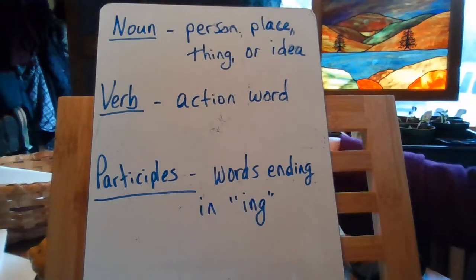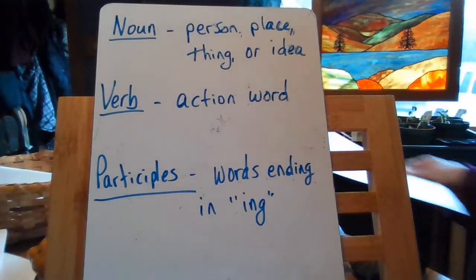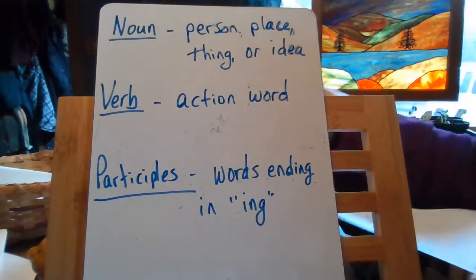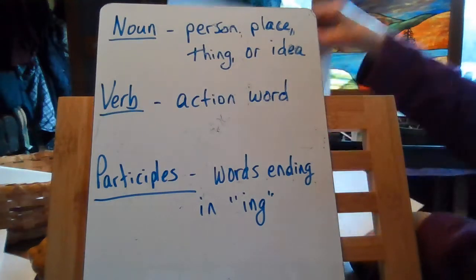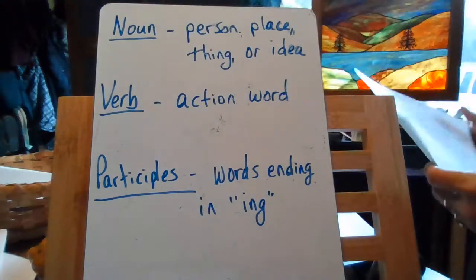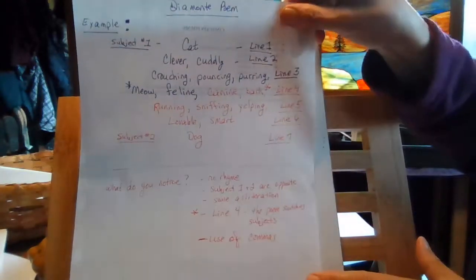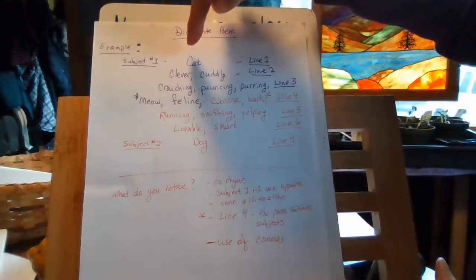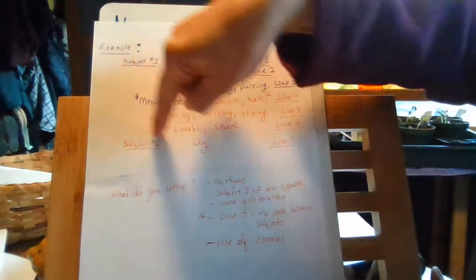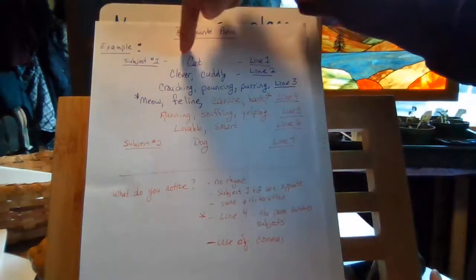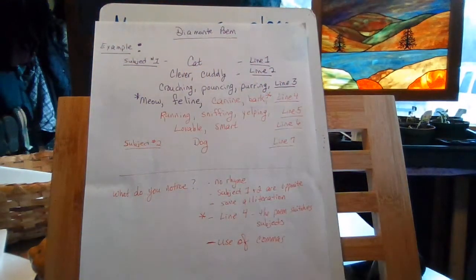So like I said, we're going to be doing something called a diamante poem, like a diamond. Actually, I should probably draw that on there so you can see the diamond, but if you pictured a line going here and then here and then here, it would be in the shape of a diamond. So this is an example.